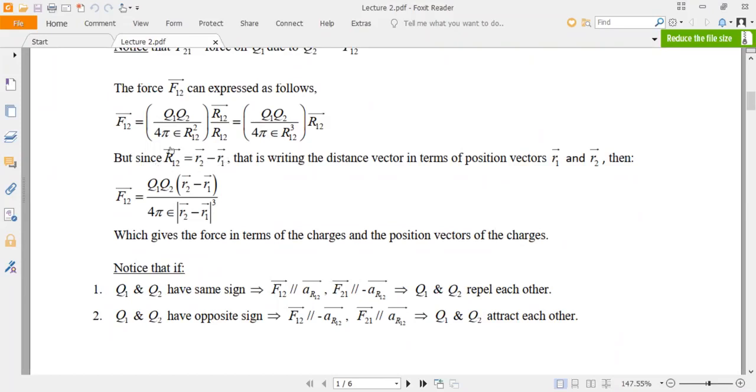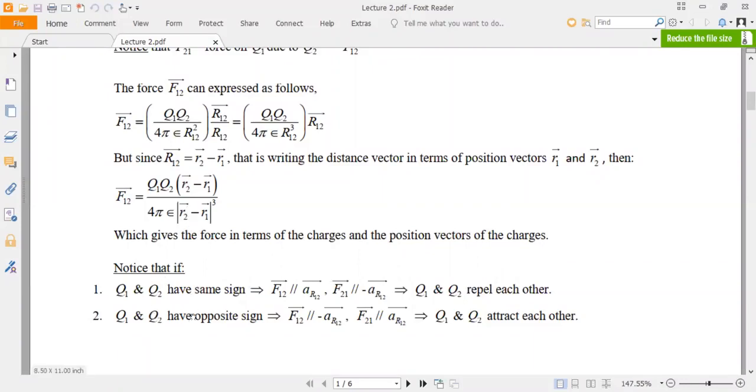Now, if I substitute the distance vector R12 in terms of position vectors in this expression, I get Q1 Q2 (R2 bar minus R1 bar) over 4 pi epsilon, times mod of R2 bar minus R1 bar, to the power of 3, because R12 represents the magnitude. That's why there is a mod here, and it is to the power of 3. So this is the force in terms of charges and in terms of position vectors of the charges.